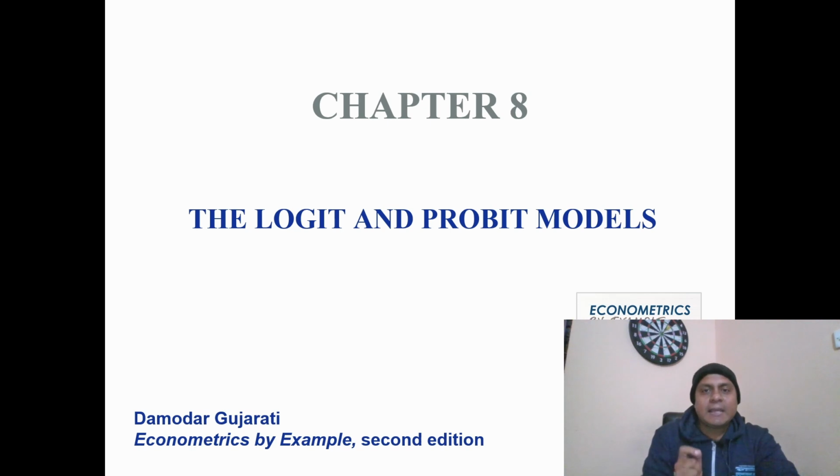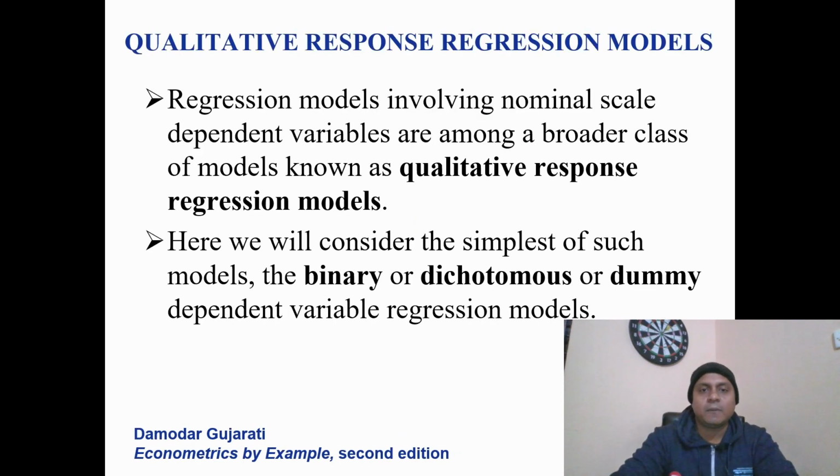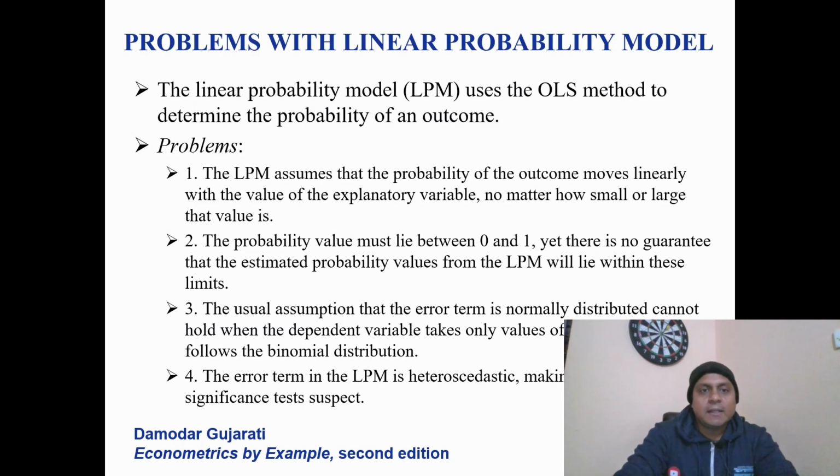Now, chapter 8 is discussing the Logit and Probit model. In econometrics or statistics, Logit and Probit models are quite often applied analyses, especially in primary data analysis where your dependent variable is a categorical variable. So, a regression model involving a categorical or qualitative response or independent variable will give you the result of a Logit or Probit model. In the linear probability case, the OLS method will determine the probability of an outcome.